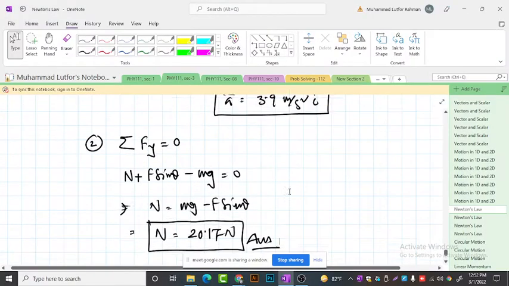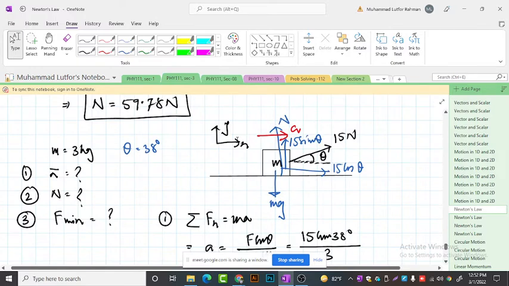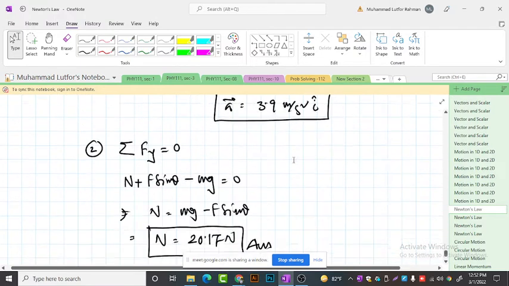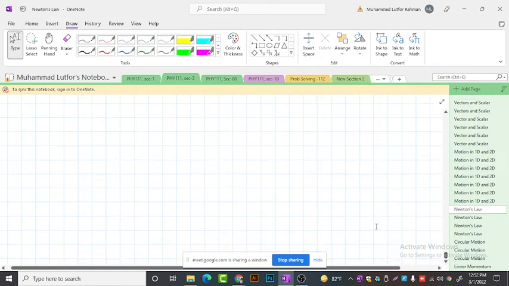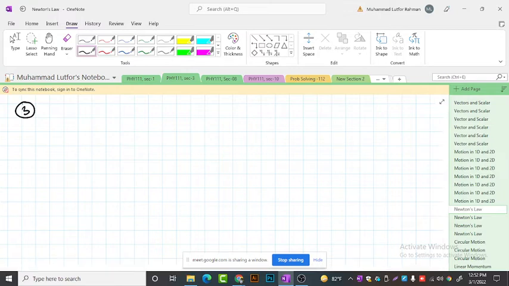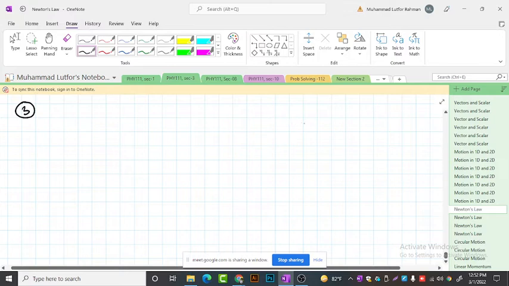Alright, now the third question, they ask what will be the minimum force to fly off from that surface. Fine. Remember, to fly off from that surface, definitely the normal force must be 0. To fly off from a surface, the normal force of that object must be 0. How? If I explain with the idea of an aeroplane, it will be easier for you to understand. Say this is an aeroplane running on the runway.